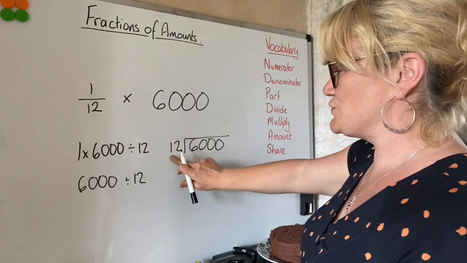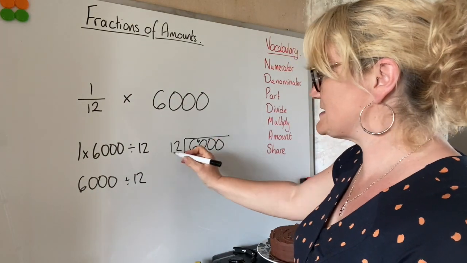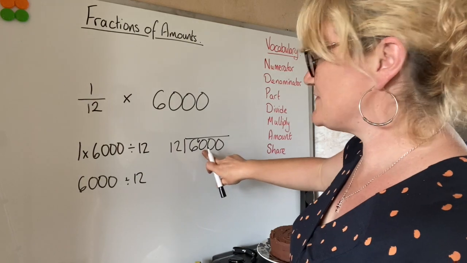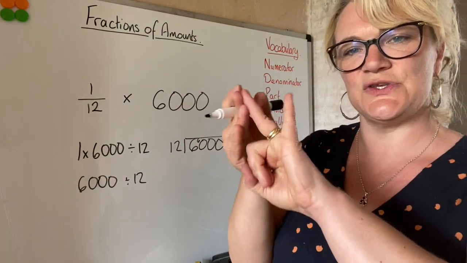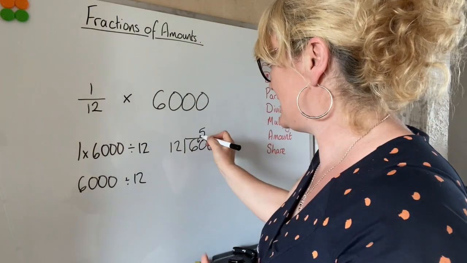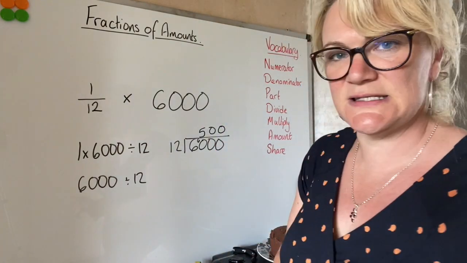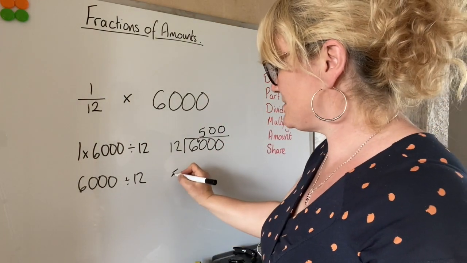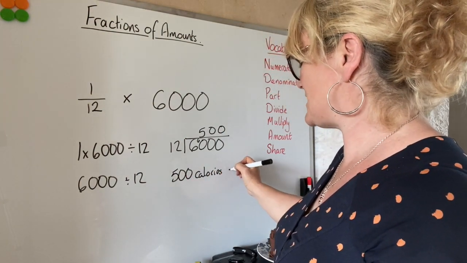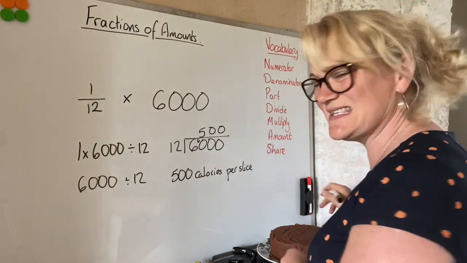So 12s into 6, they don't fit, do they? So I'm going to carry the 6 into the next column where it's worth 10 times as much. 12s into 60, 12, 24, 36, 48, 60. They go exactly 5 times. 12s don't go into 0, and they don't go into 0 again. So each slice is 500 calories of my cake.